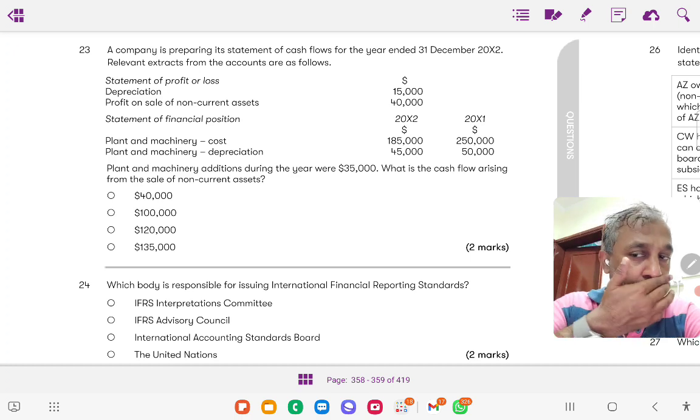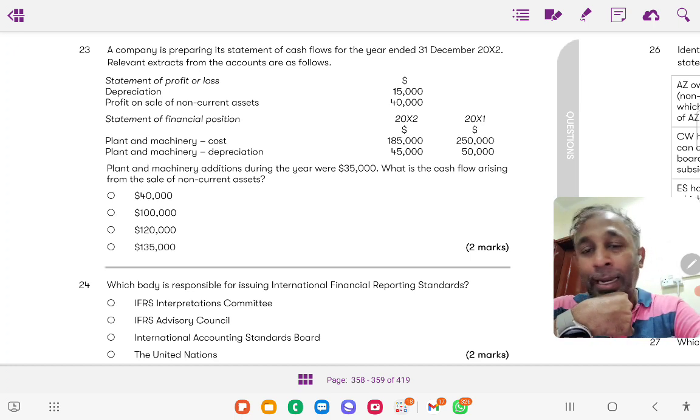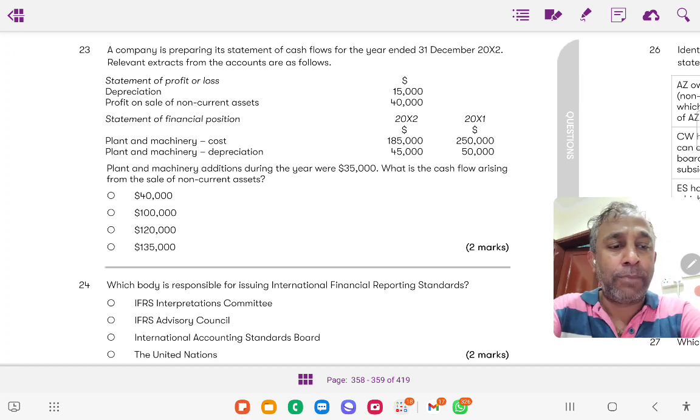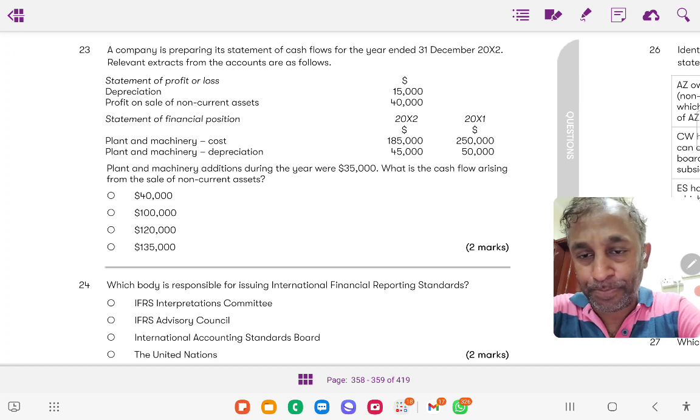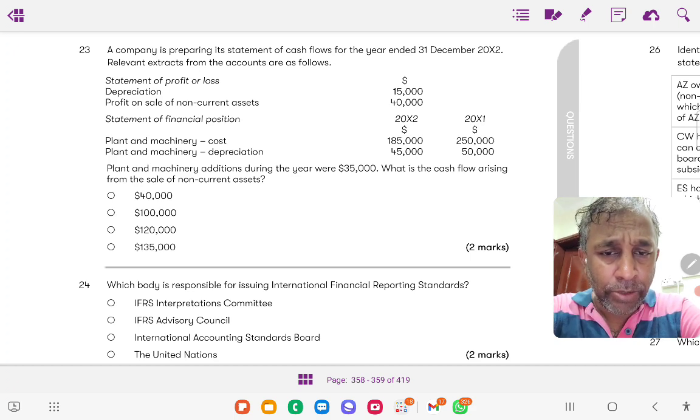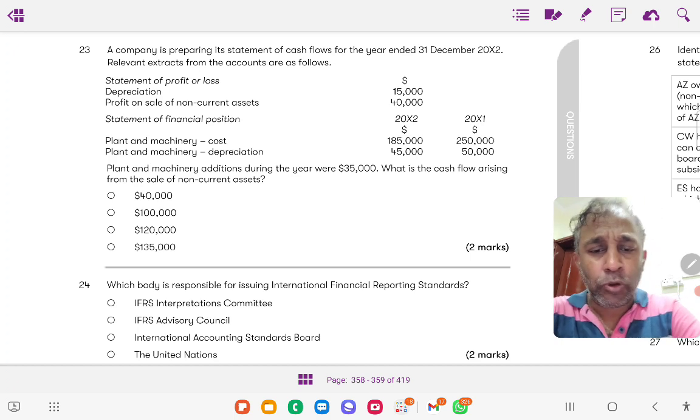Statement of financial position, they have given you the cost and the associated accumulated depreciation for the plant and machinery. The plant and machinery additions during the year were 35,000. What is the cash flow arising from the sale of non-current assets?